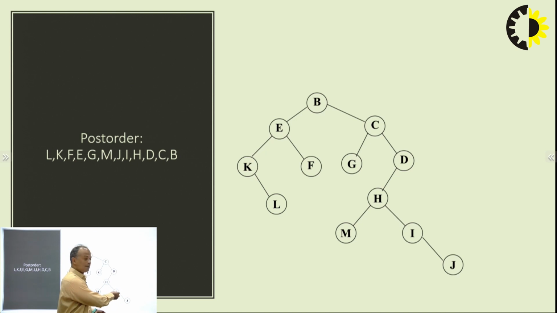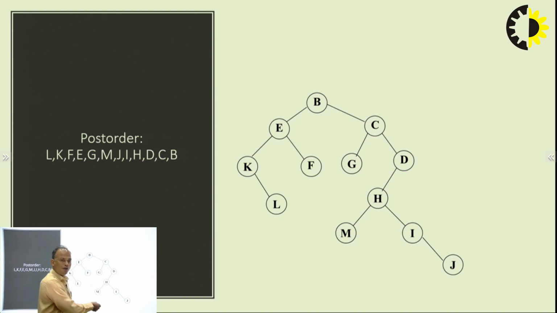I is here further my root, and no left part exists. Therefore, visit the right part. This is J. No left part, no right part. Visit the root. Visit the J. So, of root H, left part M, we have visited. Of root H, right part I and J, we have visited. Now visit the root. H is my root. Now we are at here D.